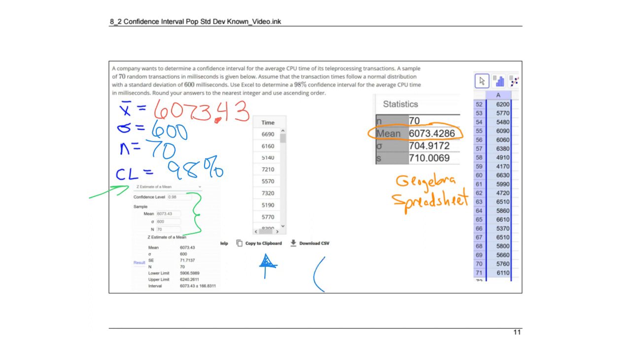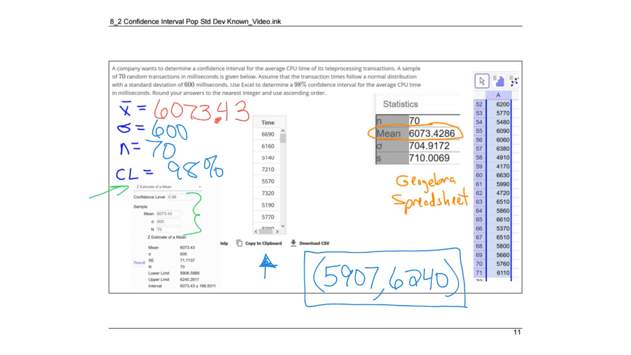So for the first one, we want 5,907 for the lower limit. For the upper limit, we have 6,240. And there's our confidence interval. So it is a two-step process because we have to find the sample mean. They didn't give it to us, but that's okay. GeoGebra did all the work.